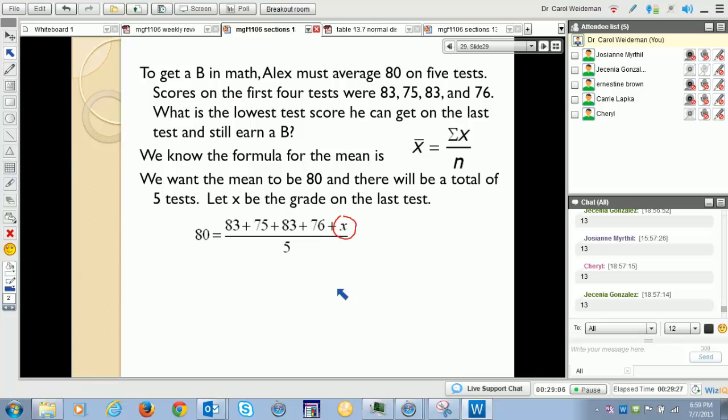So what am I going to do first? Anybody want to tell me what to do first to try to solve for X? What's the first thing I want to do? Yeah, you can add. That's correct. Add, and then also, I did it in one step actually. I added them, and then I also multiplied both sides by 5. So this is 317, and then when I multiply by 5 on both sides, I get 400. And then I'm going to subtract the 317. And so Alex needs to get an 83 on the last test in order to end up with a B average. Okay, everybody with me? All right, let's do another one.